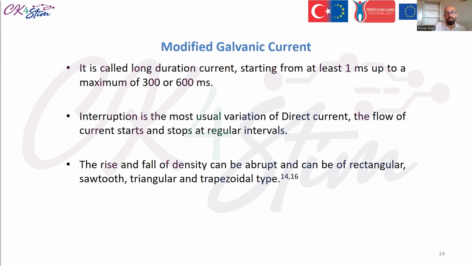Modified galvanic current is called long duration current, starting from at least 1 millisecond up to a maximum of 300 or 600 milliseconds. Interruption is the most usual variation of direct current. The flow of current starts and stops at regular intervals. The rise and fall of density can be abrupt and rectangular, or gradual, triangular, and trapezoidal.